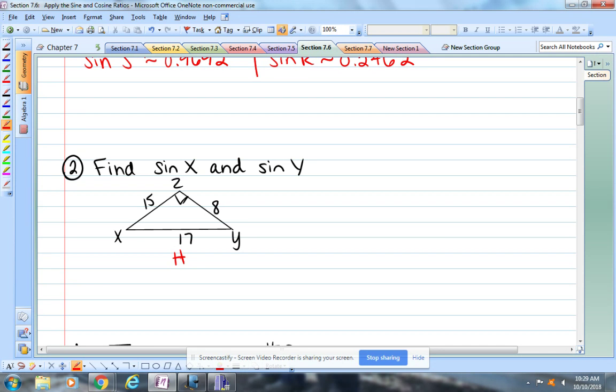All right. Let's find sine of x. So sine is what over what? Opposite over hypotenuse. So what's the length of the leg that's opposite from x? 8 over the hypotenuse, which is 17. So what's the decimal for 8 over 17? It's approximately 0.4706.